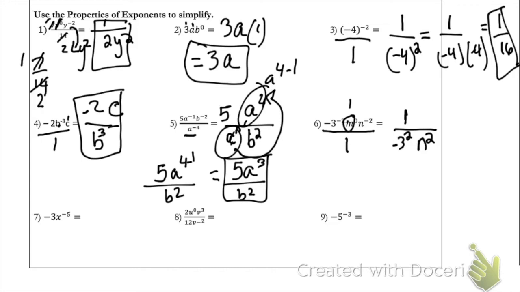Let me simplify this problem a little bit. Numerator has a 1. Negative 3 to the second power. Notice here, unlike number 3, where it was in parentheses, notice how negative 3 is not in parentheses.